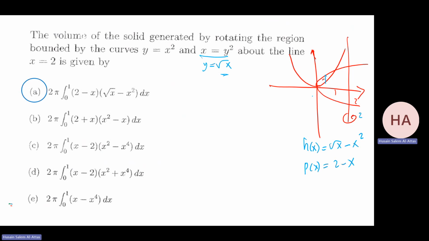And from 0 to 1, very clear, from 0 to 1. V will be equal to 2 pi integral from 0 to 1 of (2 minus x) times (square root of x minus x squared) dx. That would be the answer.